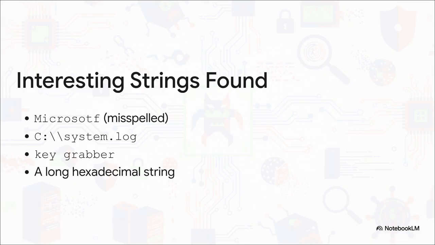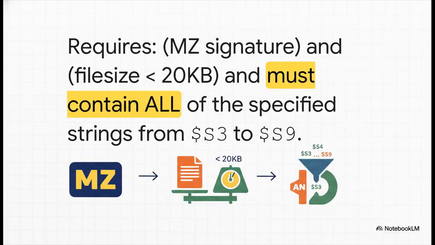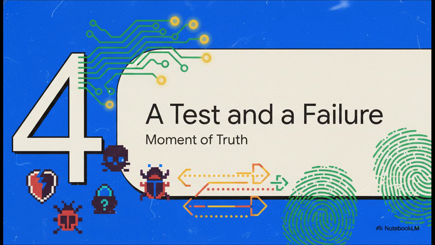We've got a suspicious log file path, c/system.log, and my favorite, the phrase key grabber. I mean, that's not subtle, right? These are fantastic indicators. So if we look at the condition the tool created, it's actually really, really strict. It says a file has to have a specific signature, the MZ signature. It has to be smaller than 20 kilobytes. And this is the most important part. It has to contain all of the strings from $S3 all the way to $S9. Every single one.